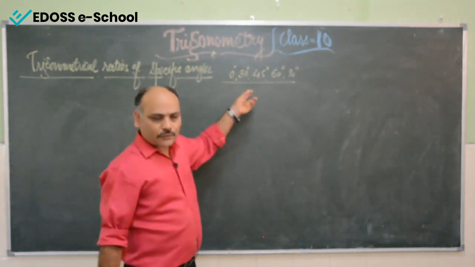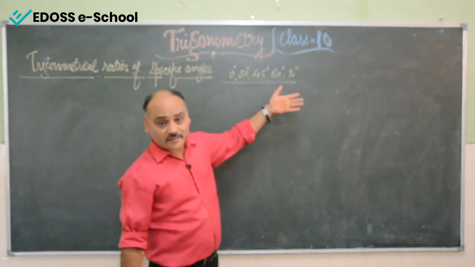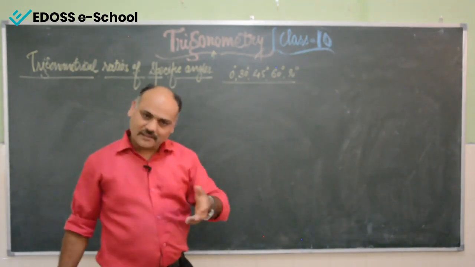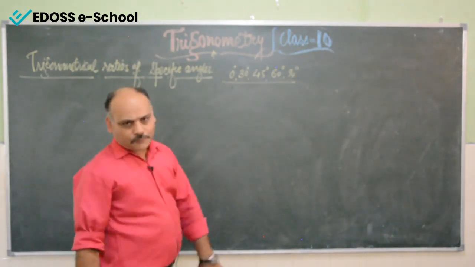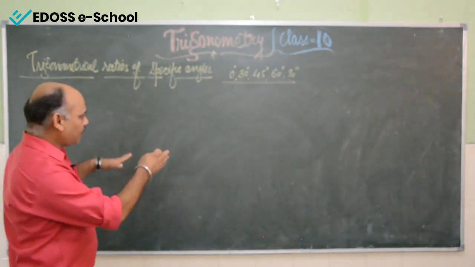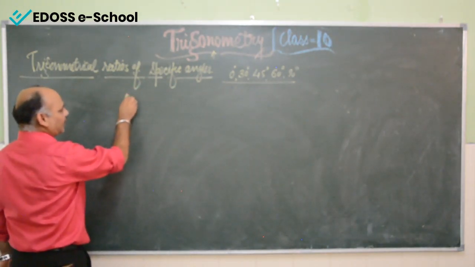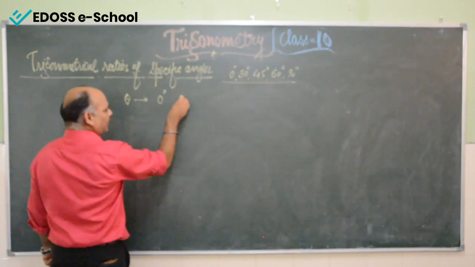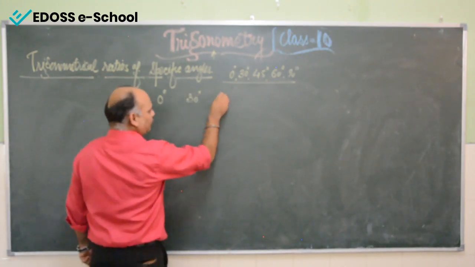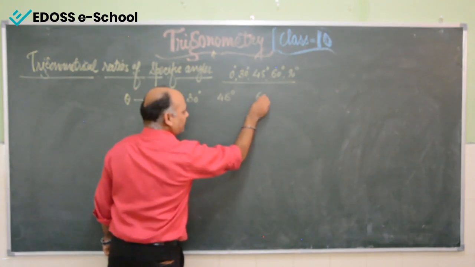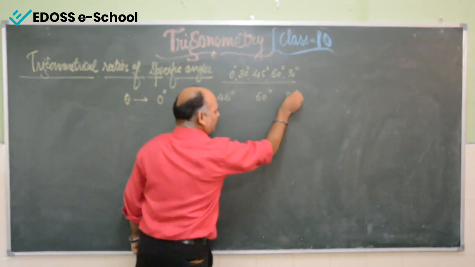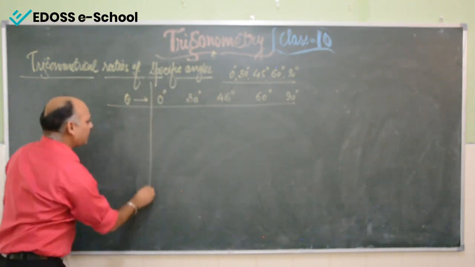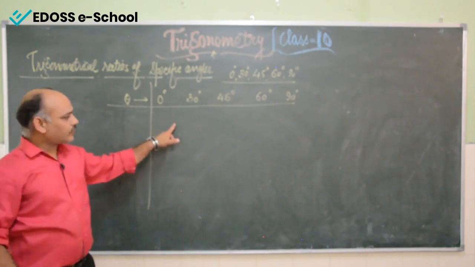What is the value of sine 0 or sine 30, sine 45, sine 60, sine 90, or we have to find the value of tan 90, cot 60, etc. For this, I am preparing a table here. Suppose I am writing theta. I am taking an angle of theta degree, and theta can be 0 degree, 30 degree, 45 degree, 60 degree, and 90 degree. I am making a line here, and here I will write trigonometrical ratios, and here I will write the values.